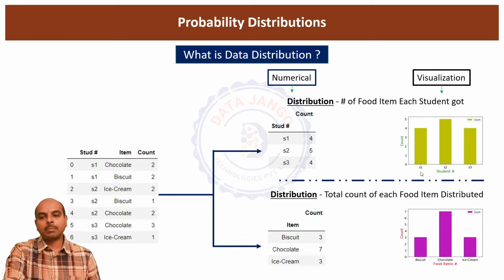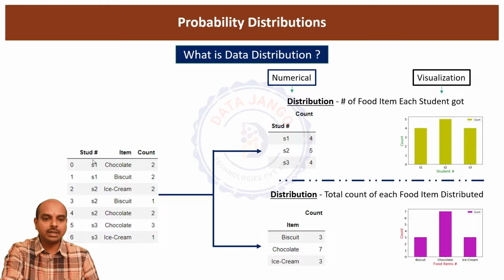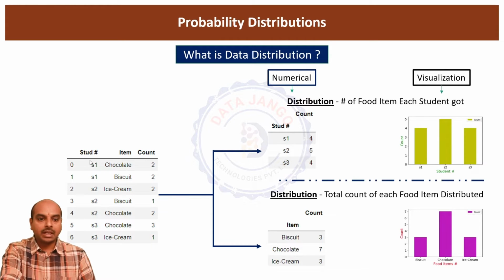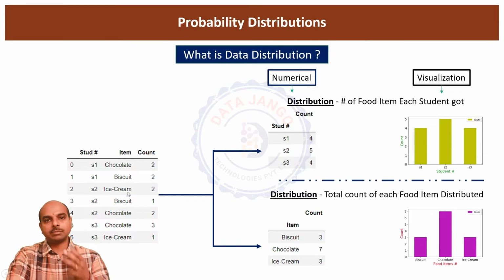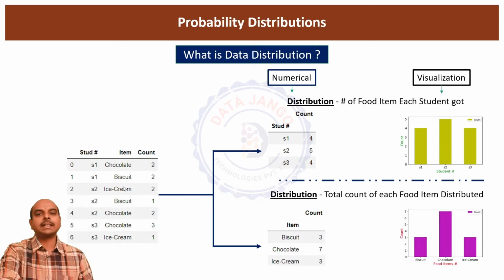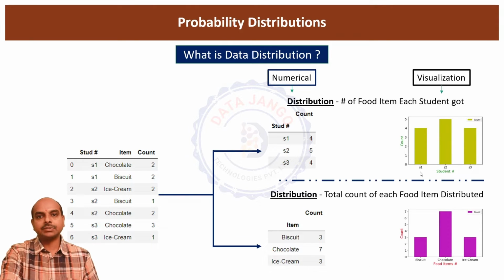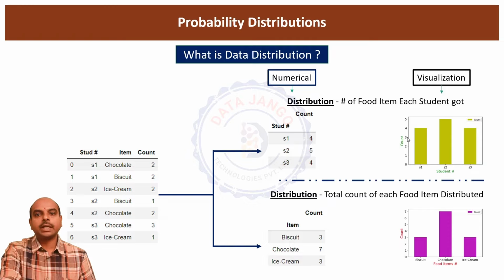I am saying these two are bar graphs because on x-axis I have taken categories. If you look at the student number and the item, these two are categorical columns. If you can count the distinct values in a column, you call that a categorical column. In the first column, only 3 students are there: student 1, student 2, student 3. In the second column, we have got 3 distinct items: chocolates, biscuits, and ice creams. So you call them categorical columns. On x-axis, if you take categories, and y-axis you take counts, then you call it a bar graph.